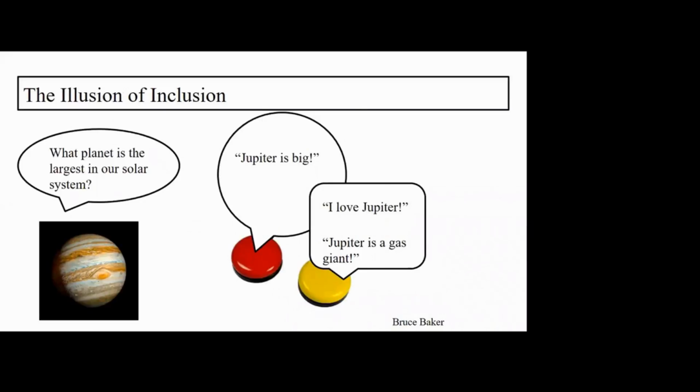Okay, and this is a Bruce Baker slide that I like the name of, so I borrowed it. The illusion of inclusion, that's his, the rest of it I made. So if the teacher says to the student who uses AAC in the general ed classroom, what planet is the largest in our solar system? And that student has these buttons that are programmed and they say, Jupiter is big. I love Jupiter. Jupiter is a gas giant. So this is the illusion of inclusion, right? Because they're participating, but are they learning, right?